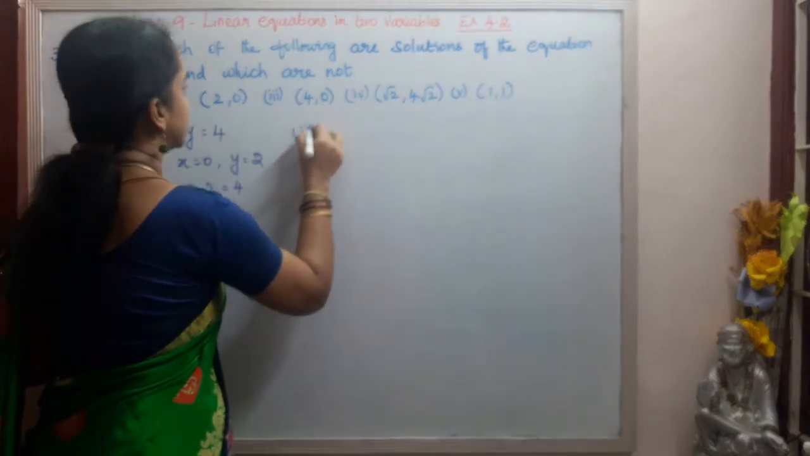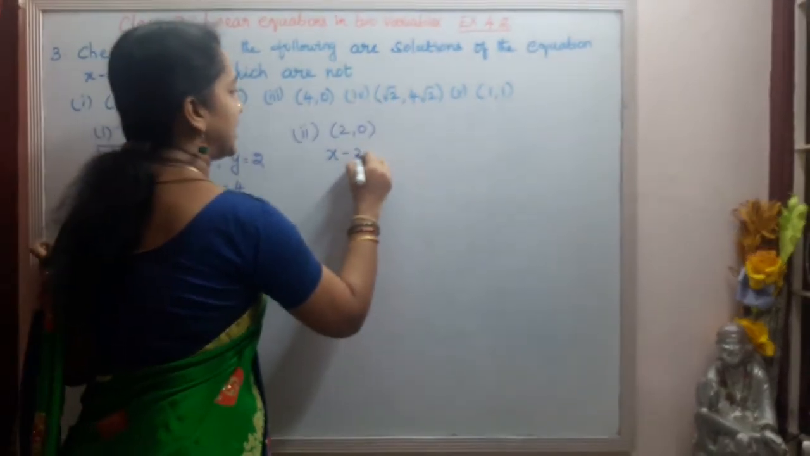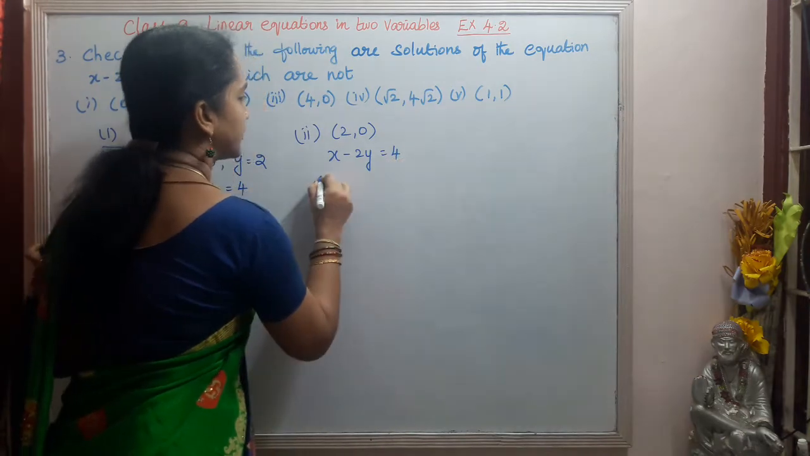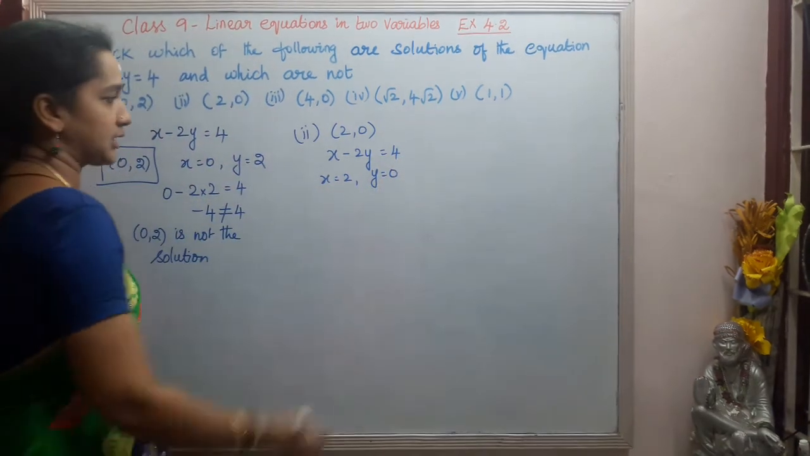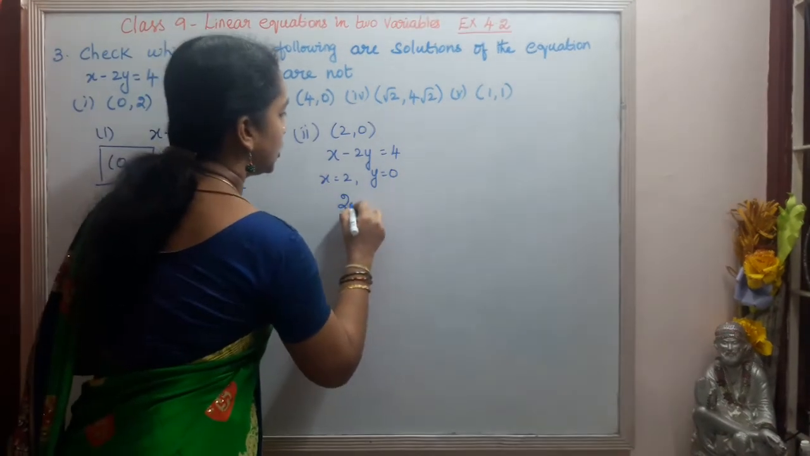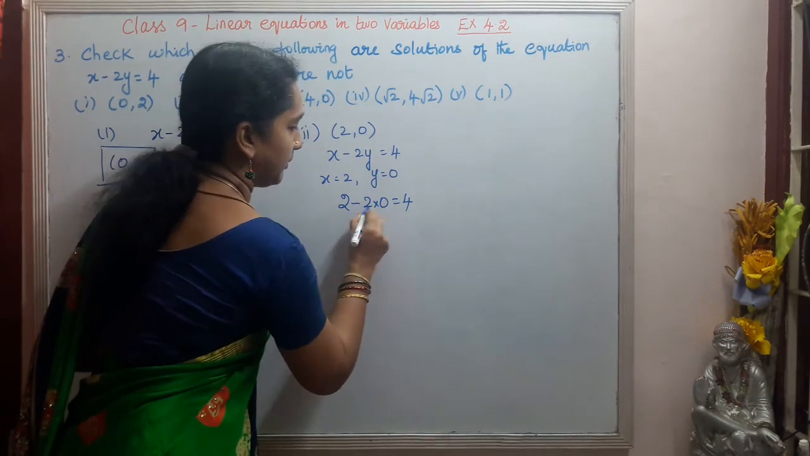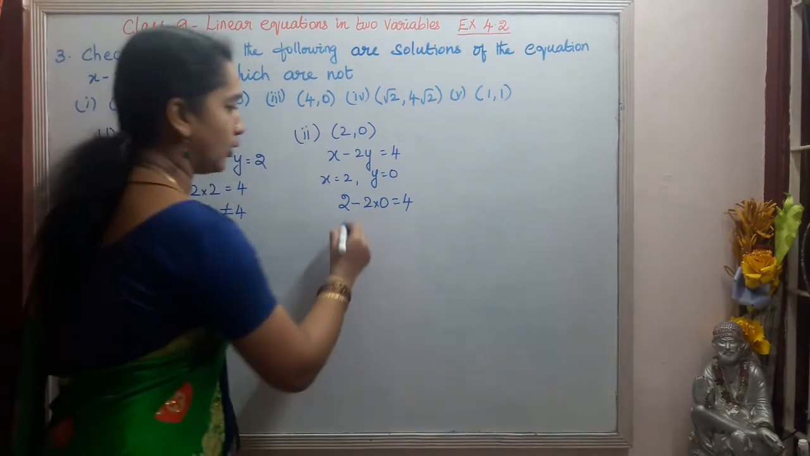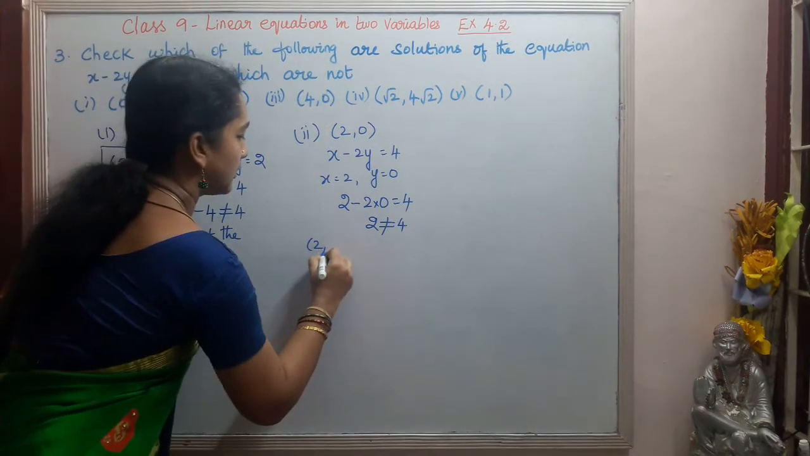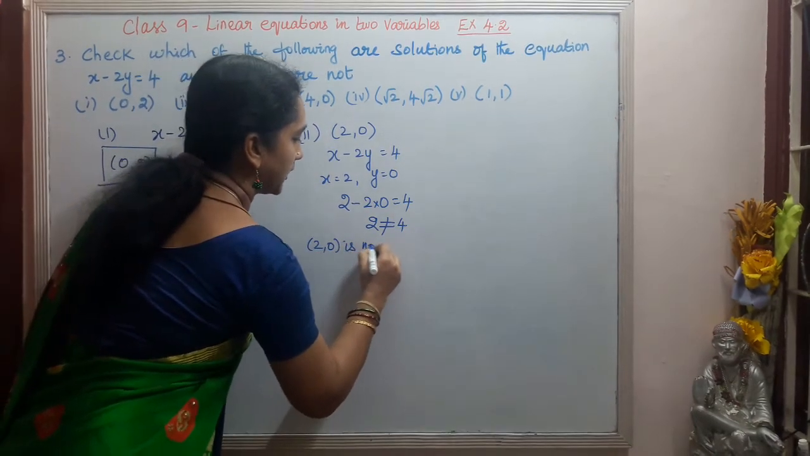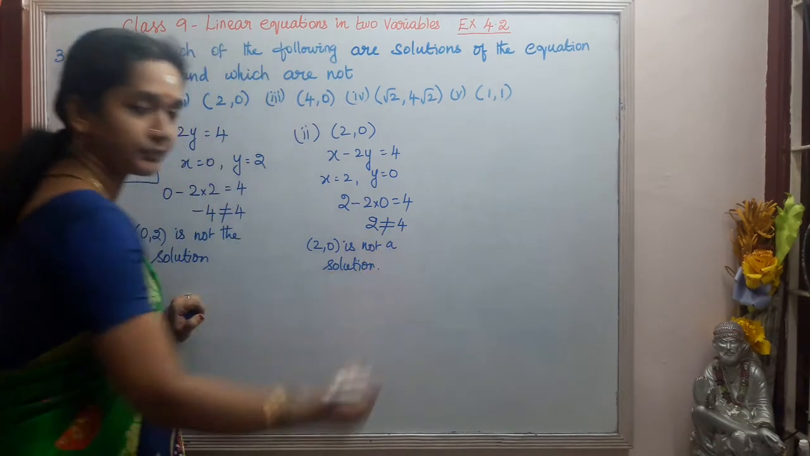Then second one is 2, 0. The given equation is x minus 2y is equal to 4. In this, x is equal to 2 and y is equal to 0, we are substituting. So this one will be 2 minus 2 into 0 is equal to 4. Here 2 into 0 is 0. So 2 is not equal to 4. So 2, 0 is not a solution.